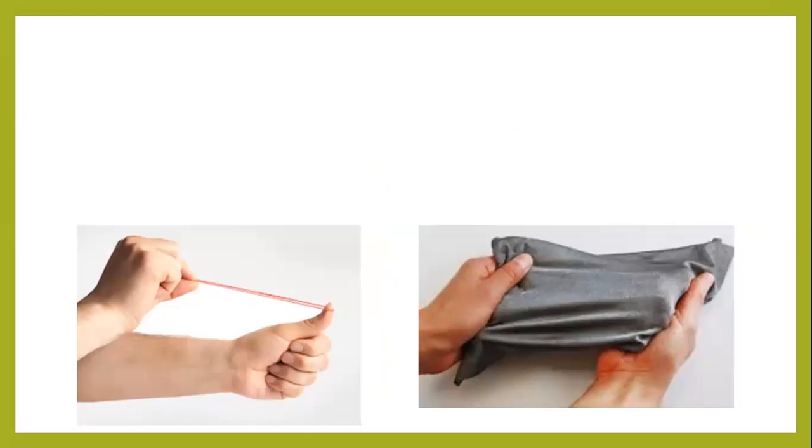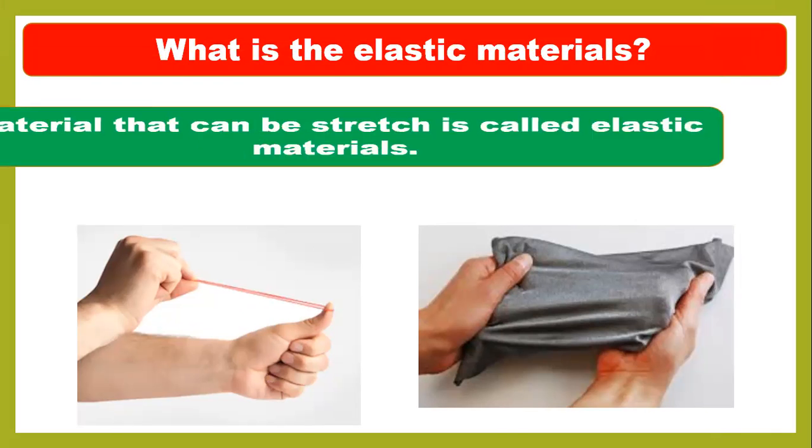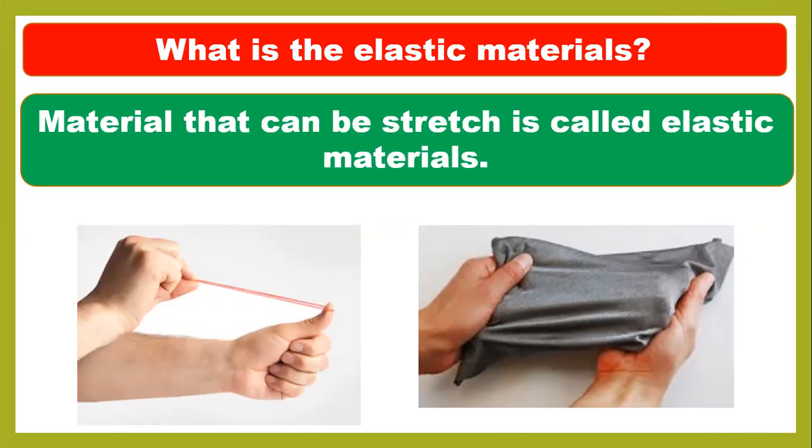On page 30, we learned that some materials can be stretched. We call them elastic materials. Now look at the two pictures: this rubber band and this piece of cloth. They can be stretched easily with your hands because they are flexible and soft materials. A material that can be stretched is called an elastic material.